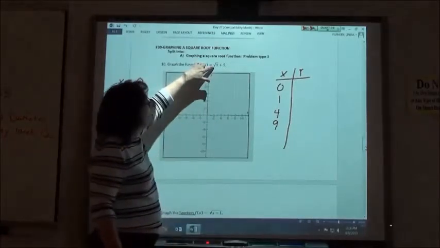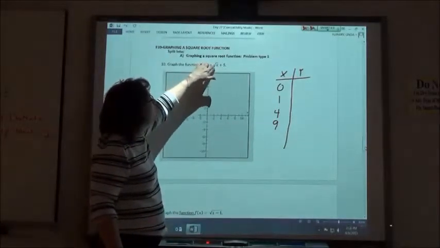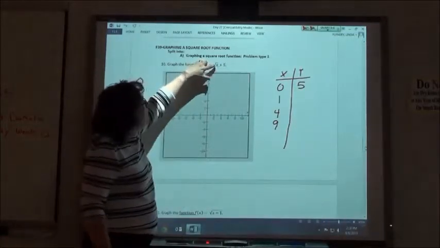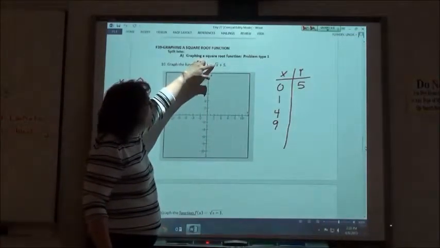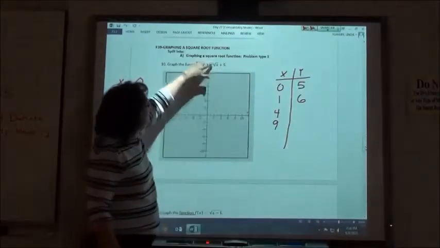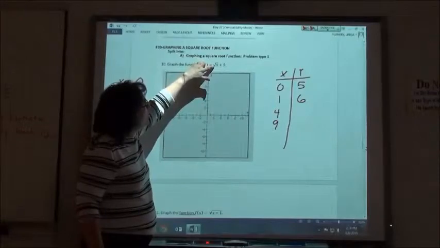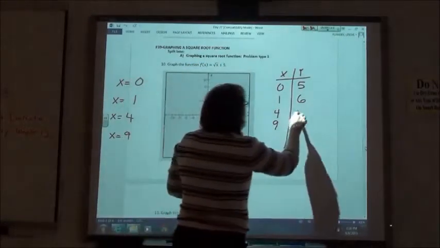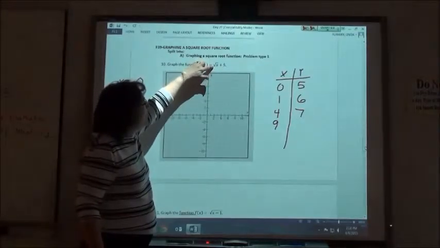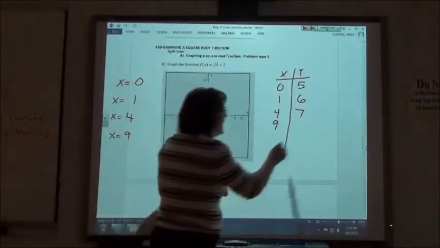If this is 0, the square root of 0 is 0. 0 plus 5 is 5. If this is 1, the square root of 1 is 1. 1 plus 5 is 6. If this is 4, the square root of 4 is 2. 2 plus 5 is 7. If this is 9, the square root of 9 is 3. 3 plus 5 is 8.